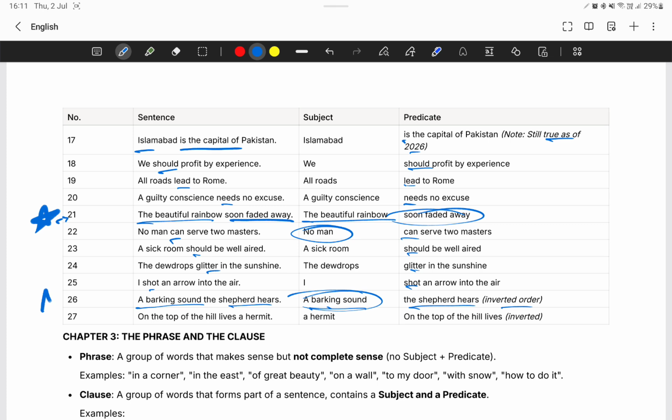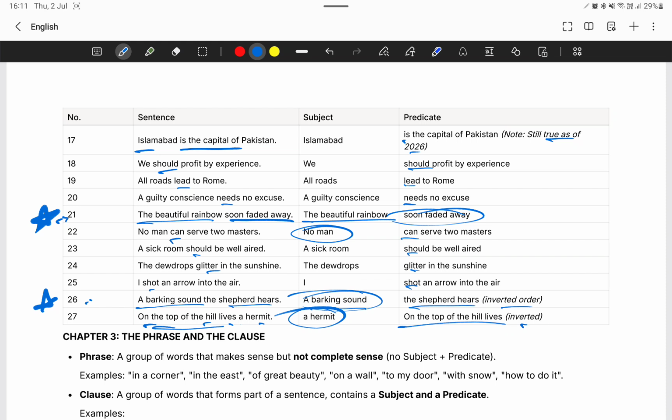We have to understand this also, this is also an important one. We'll look at these sentences again in the doubt session. On the top of the hill lives a hermit. So a hermit would be the subject. On the top of the hill lives would be the inverted order.